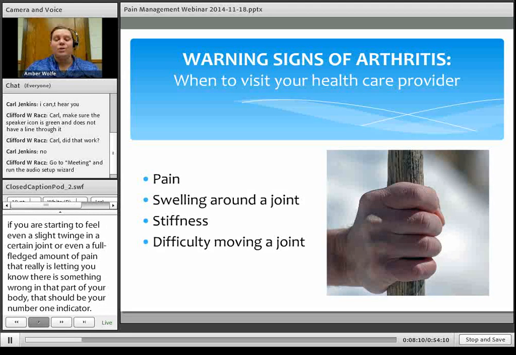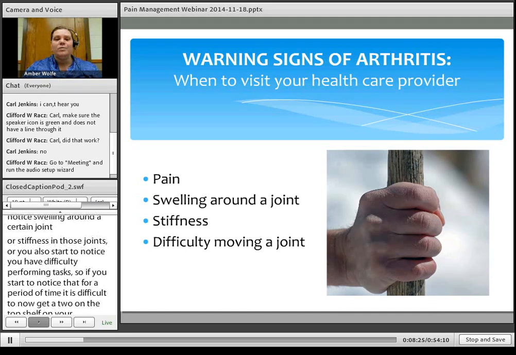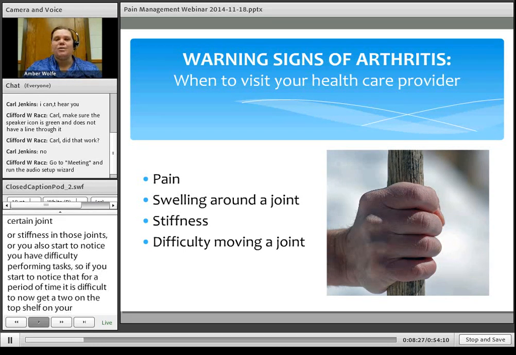If you start to notice that for a period of time it's difficult now to reach a tool on a top shelf in your barn, or it's difficult to bend down to pick up something out in your machine shed, you'll start to notice that you're having difficulties doing the same tasks that used to be easy for you. Those types of indicators generally tell you that it's a warning sign that you might need to have those joints checked out by a physician.